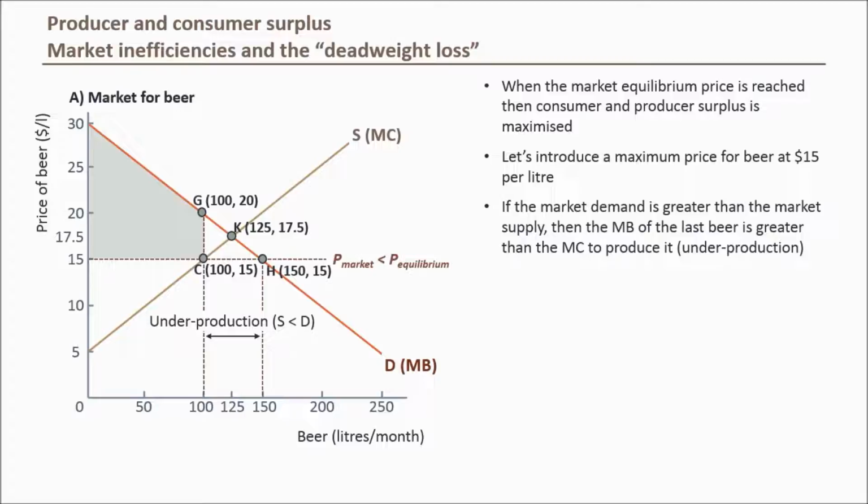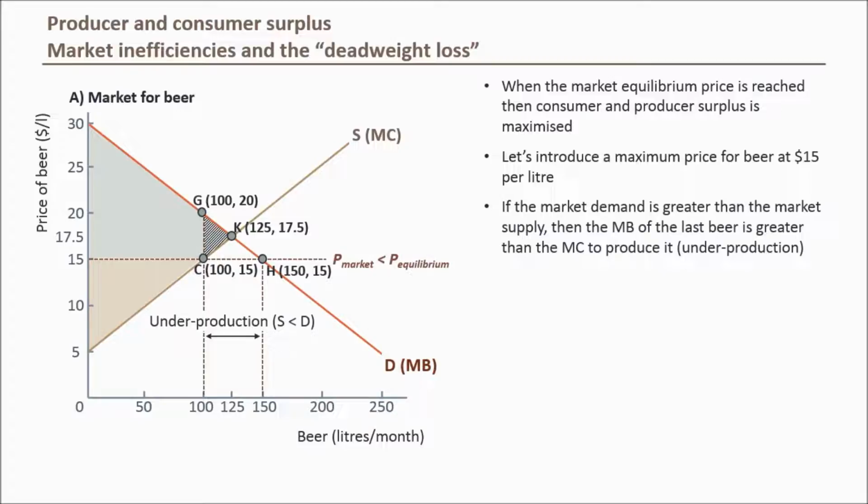The new consumer surplus is now equal to $1,000. The new producer surplus, which is defined by the brown shaded triangle in Figure A, is equal to $500. This gives us a total market surplus of $1,500. Before the maximum price level restriction, the total market surplus was equal to $1,562.50, which is more than the new total surplus with the maximum price restriction.